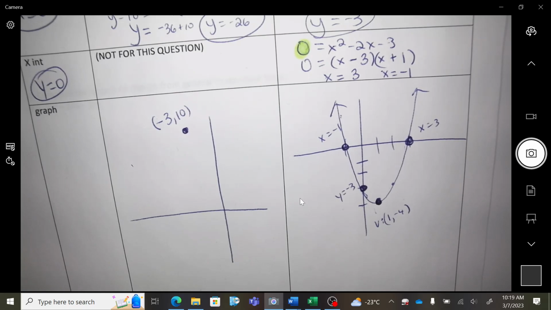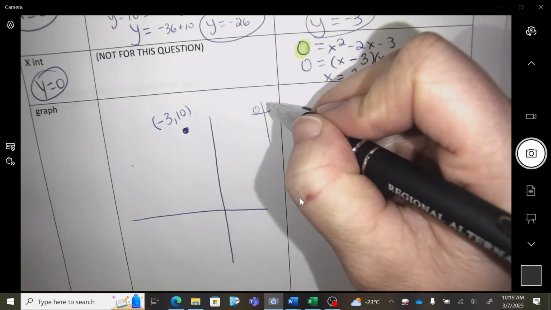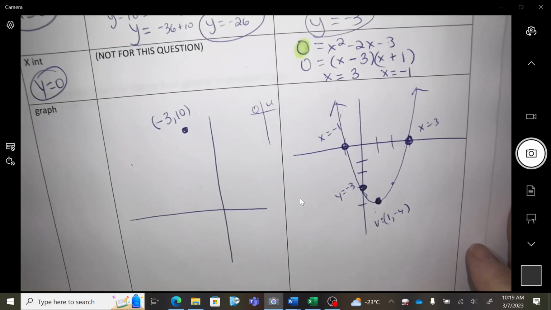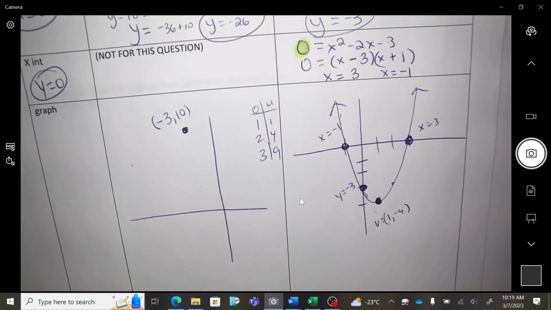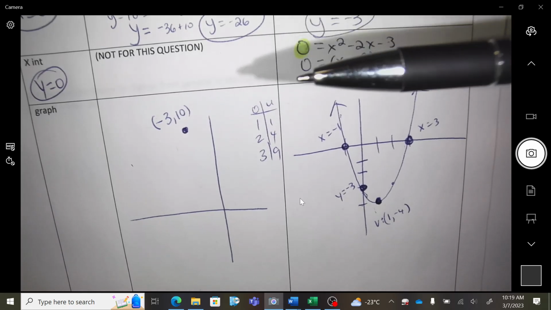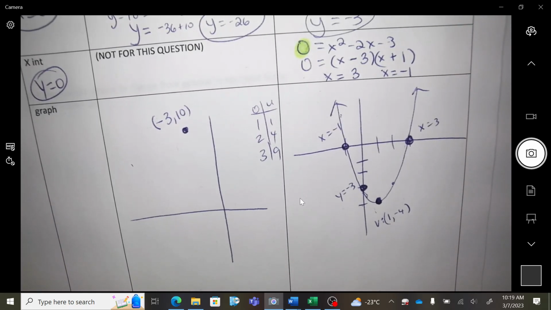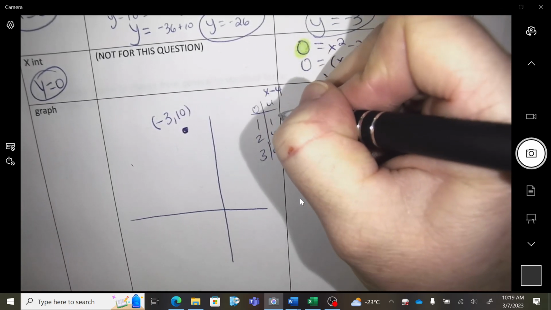Okay, if I have a vertex of -3, 10, can anybody tell me the next 2 coordinates? I'm not afraid to start an over-up chart. 1, 1, 2, 4, 3, 9. What should you do to that chart? Because that's not going to happen, this chart. Times by -4.